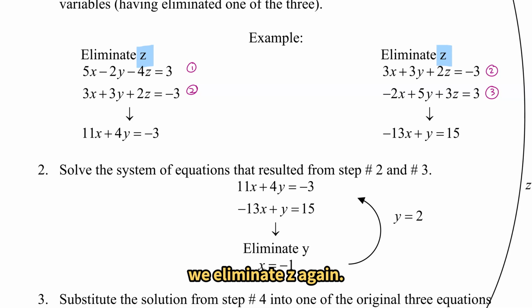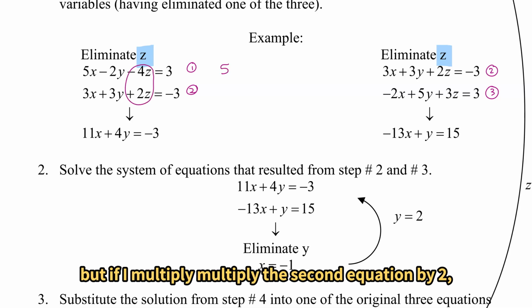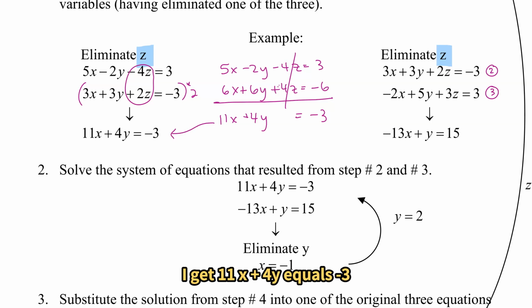again. So if I were to do this out, I notice that negative 4z plus 2z, I can't eliminate them as is, but if I multiply this second equation by 2, when I add them together, I get 11x plus 4y equals negative 3.